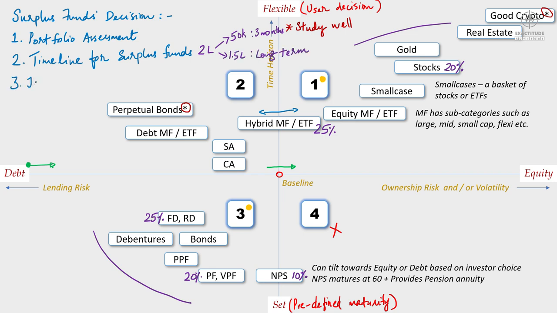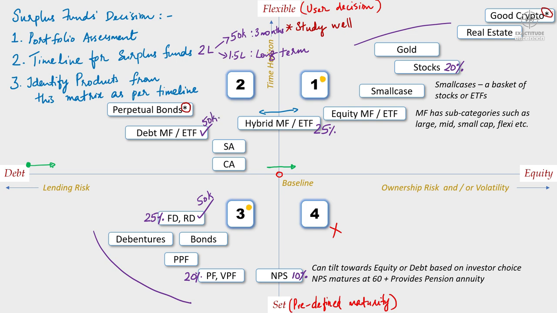So now we come to step 3. You have to identify products based on this time horizon that you have planned. Shorter the timeline, choose products closer to the baseline. So for the 50,000 that we need in next 3 months, you will either choose an FD or a debt mutual fund to park the money.